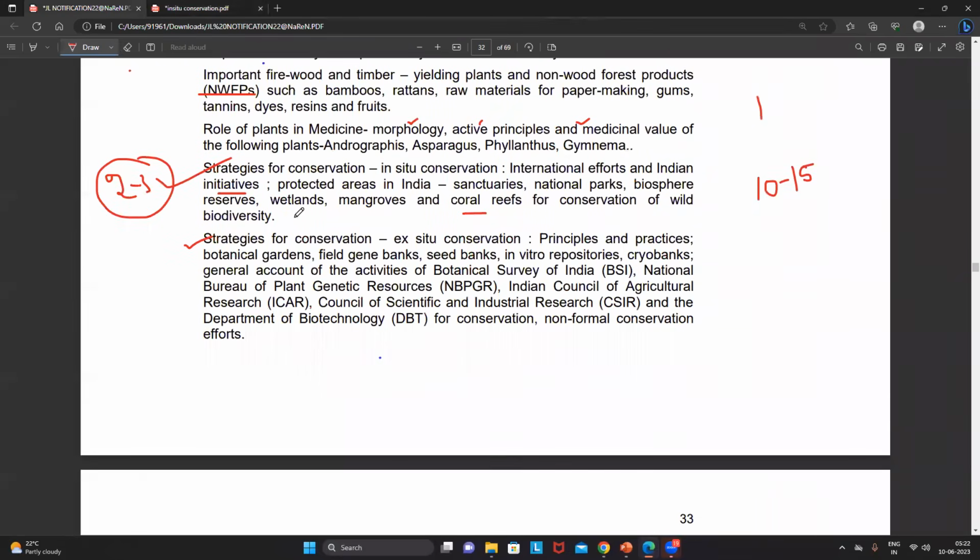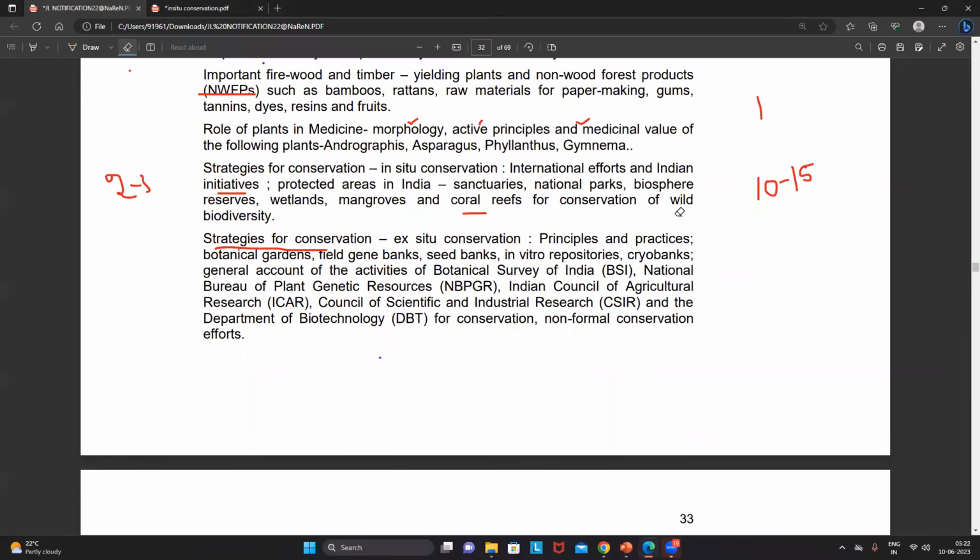Now what is there in our syllabus? Everyone focus. Strategies for conservation. Here we studied in situ conservation. Now they have given ex situ conservation. You know, friends, most of the time they can ask the question. What question will they ask? All of the following come under in situ conservation except, meaning which comes under in situ, which comes under ex situ.